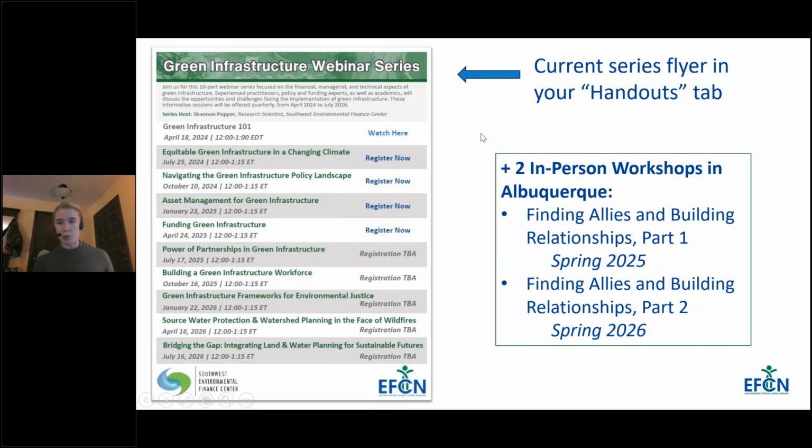We're also planning a couple of in-person workshops in Albuquerque. We're still working out the exact dates for these workshops. But if you happen to be Albuquerque based, we're going to look particularly at finding allies and building relationships in regards to green stormwater infrastructure. So those are forthcoming.